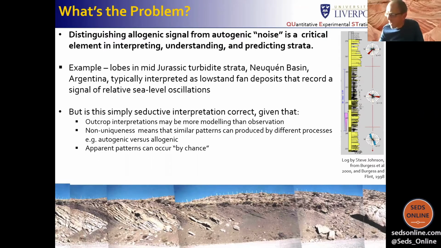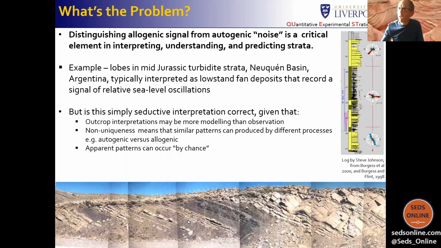You can see that they occur on a few different scales, but basically those are probably lobe deposits. The typical interpretation of those in the literature, I think it would be fair to say, has been that they're lowstand fan deposits, sand prone intervals produced during lowstands of relative sea level. But as ever, we can ask ourselves, is this seductive interpretation correct?